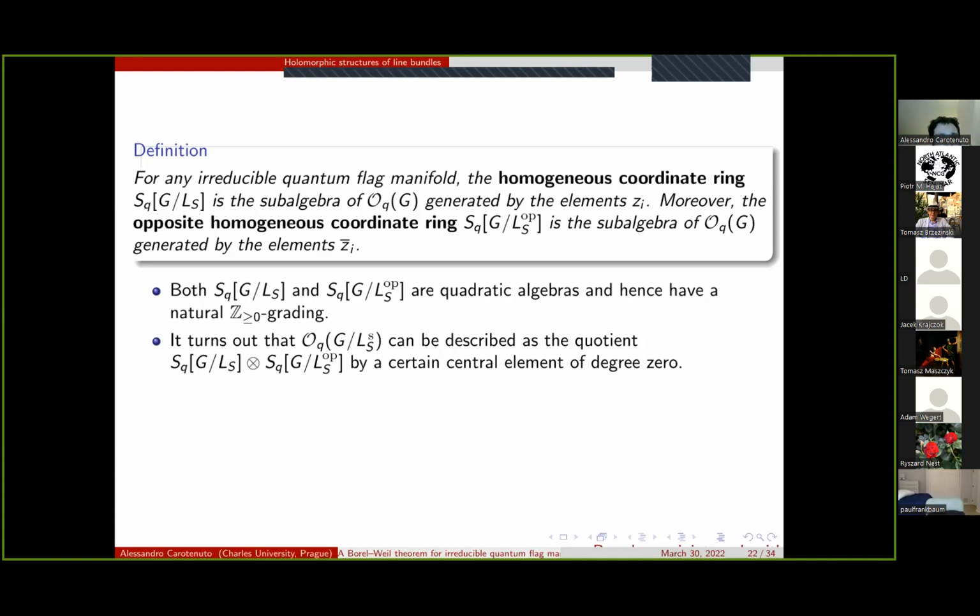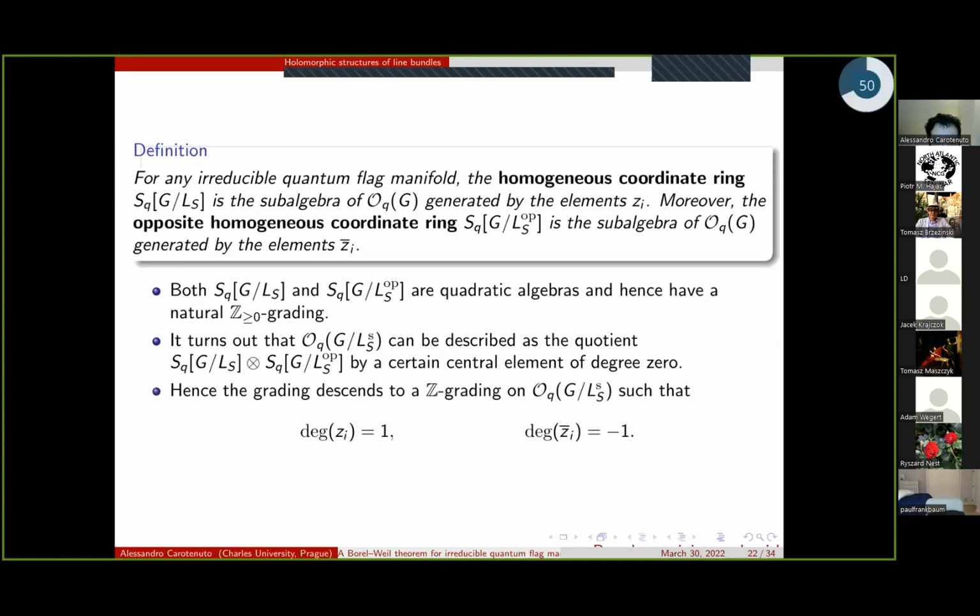It turns out that O_q(G_LS), the quantum Poisson homogeneous space, can be described as the quotient of this tensor product by a certain central element of degree 0. Hence we again have a Z-grading on the Poisson homogeneous space, where the degree of z_i is equal to 1 and the degree of z̄_i is equal to -1. Okay, big deal. We have this construction of the Poisson homogeneous spaces as a quadratic algebra. What should we do with it?